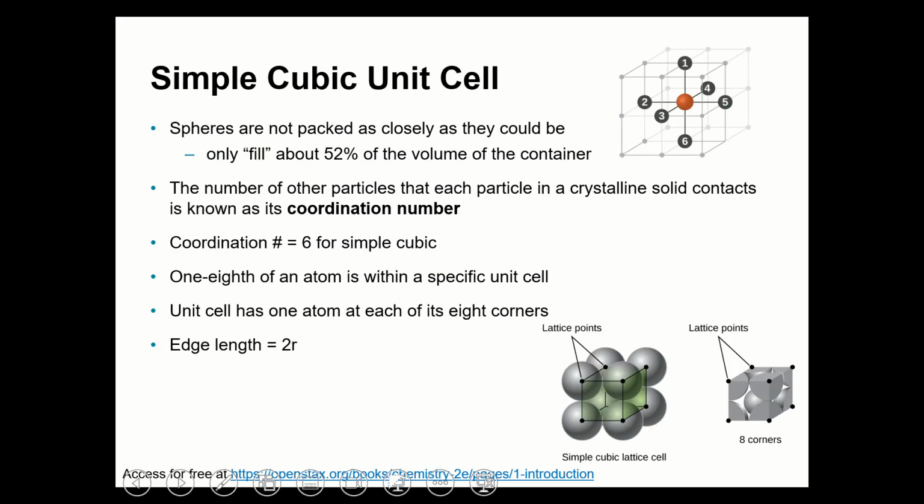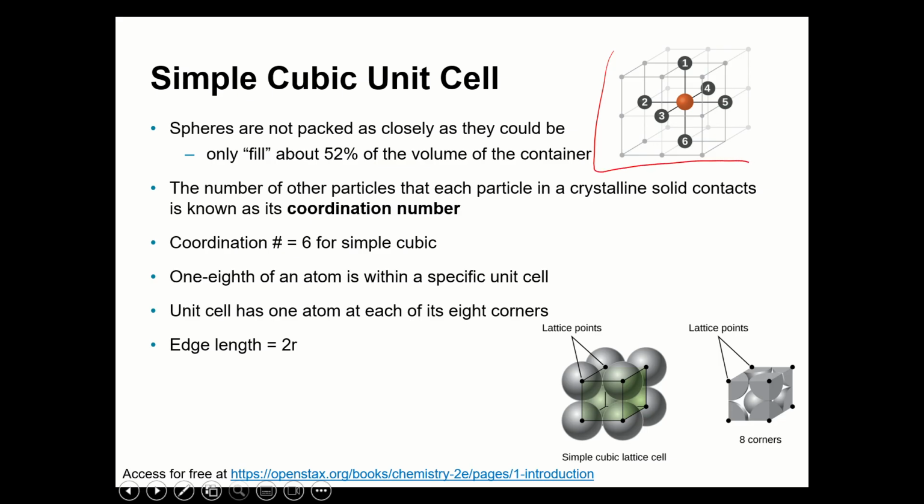So a simple cubic unit cell is going to be when we have an atom at basically each corner of the cube. So these are going to be very inefficient in terms of their packing. They only fill about 52% of the volume of the container. And we can determine the coordination number for each type of unit cell based on the number of other particles that are in contact with a specific atom. So for example, in the simple cubic unit cell, we have a coordination number of 6. And so that's shown up here in the top right-hand corner.